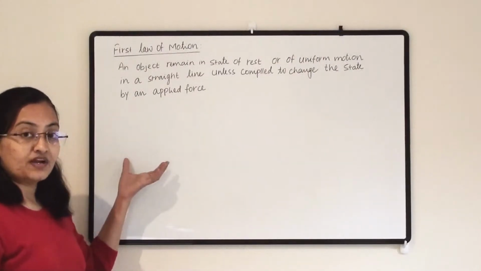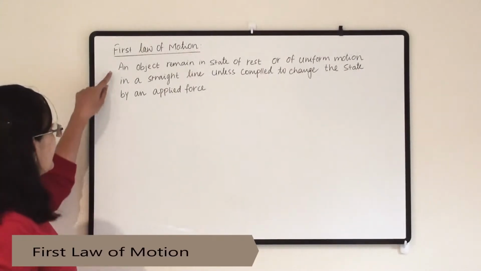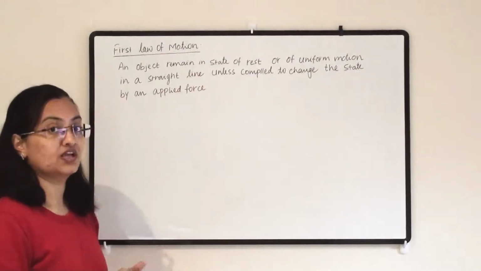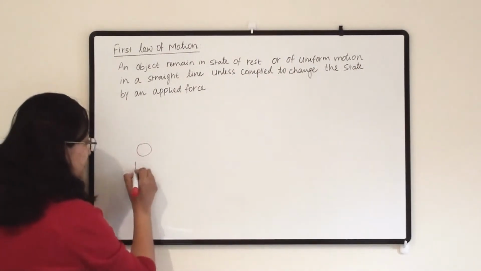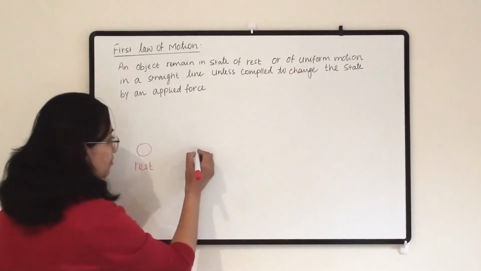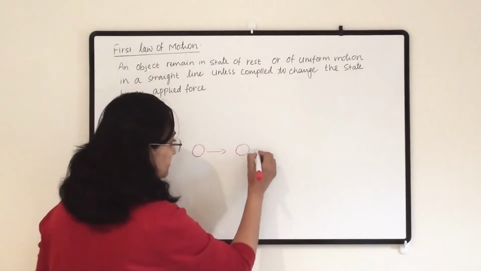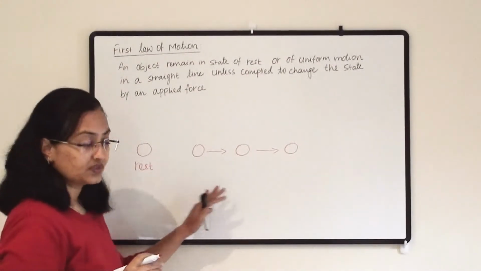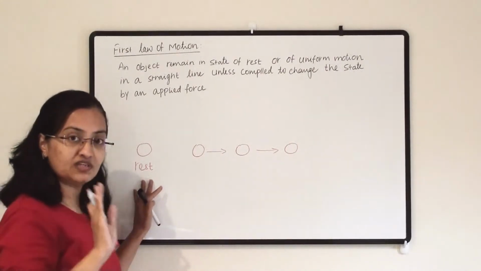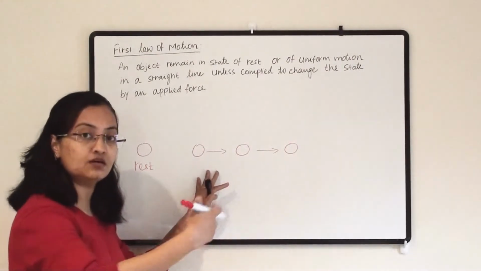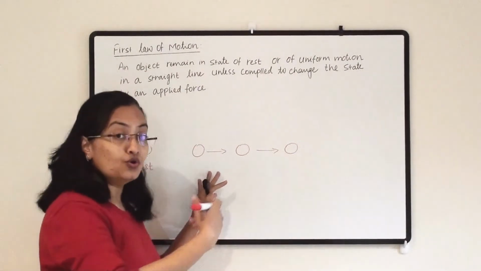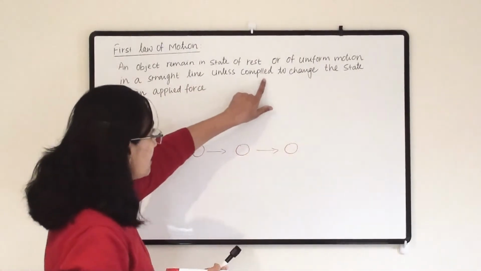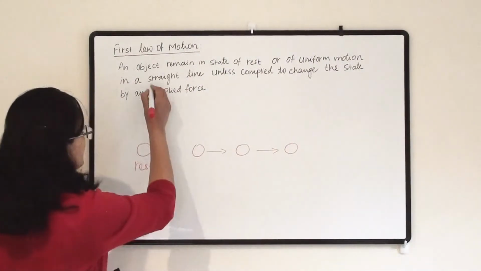This is our statement for the first law of motion, that an object remains in the state of rest or of uniform motion. Imagine one ball is lying over here and it is at the resting position. One ball is continuously moving. So they both will continue to do so. That one is at the resting position, so it will lie there only. The other one is in motion, so it will keep on doing so in a straight line unless compelled to change. Now why have they written here straight line?